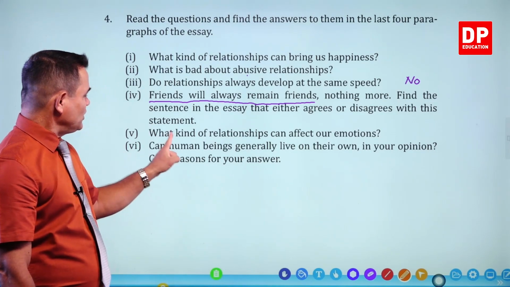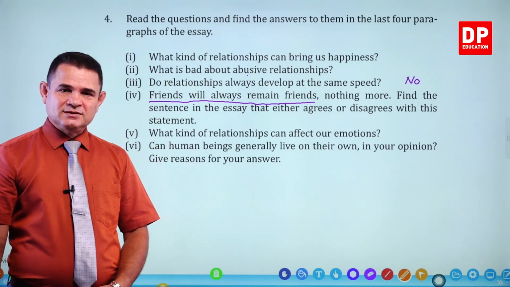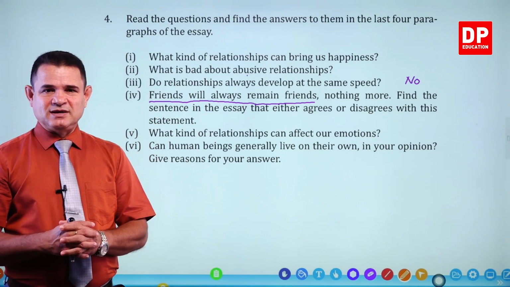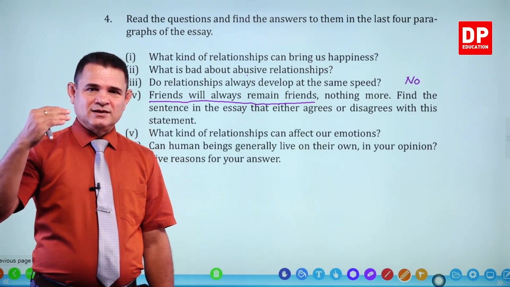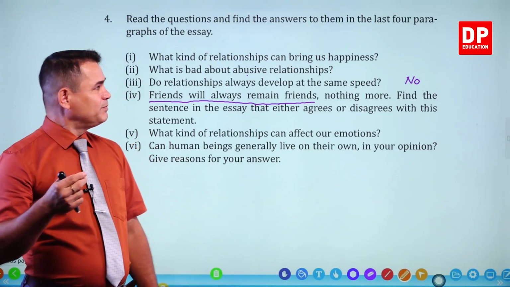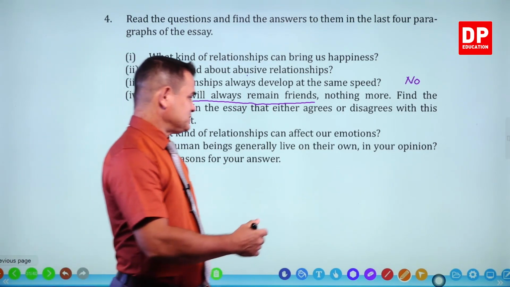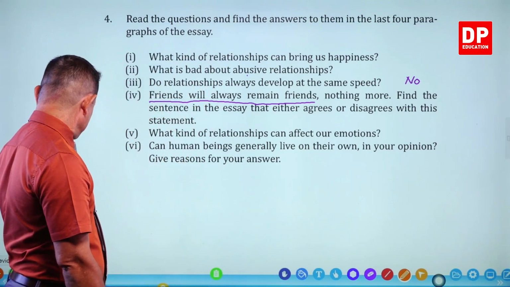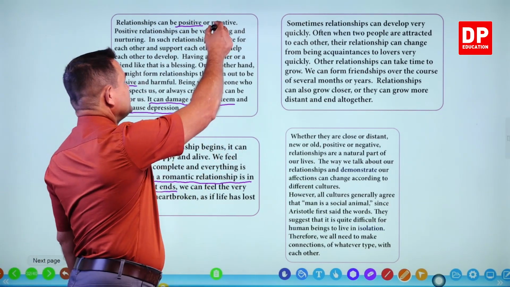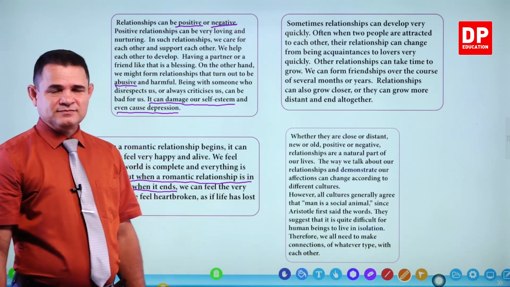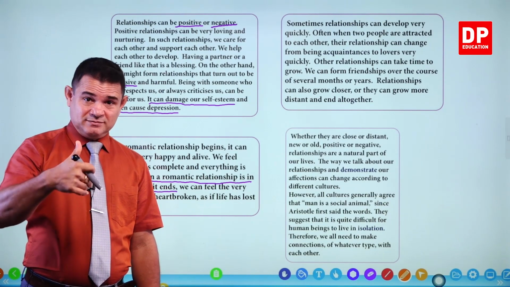And the next one, what kind of relationships can affect our emotions? Emotions වලට බලපාන්න පුළුවන් relationships මොනවද? Is it positive or negative? Actually the negative relationships, right? And you found that in this paragraph. And here again the negative relationships actually affect our emotions. Positive relationships, good.